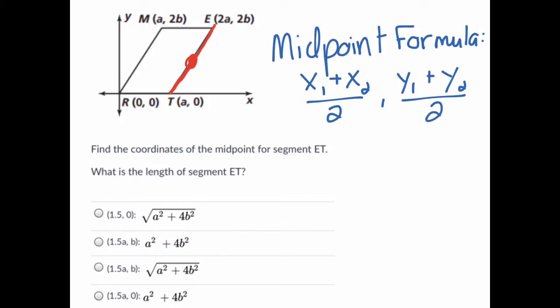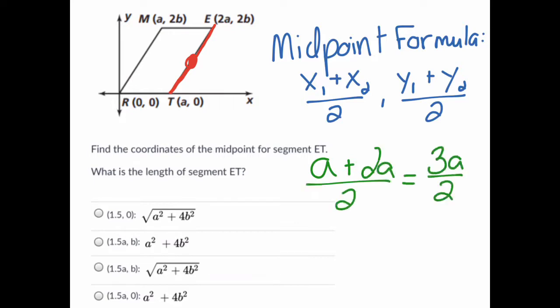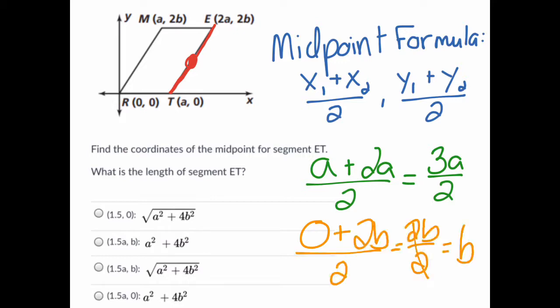So the x point for point T is a, and the x point for point E is 2a. So when you do a plus 2a, you get 3a over 2, which is the same thing as 1.5a. For the y values, we have 0 for the T, and we have 2b for the E point. So that gets us 2b over 2, which is the same thing as just b. So our answer should be 1.5a, comma, b, which you'll notice it's not this one here, nor is it that one there, but it could be either of the two in the middle.